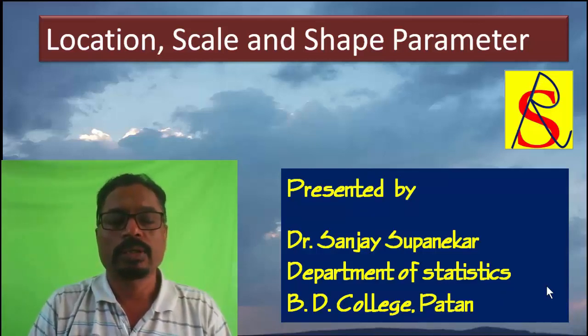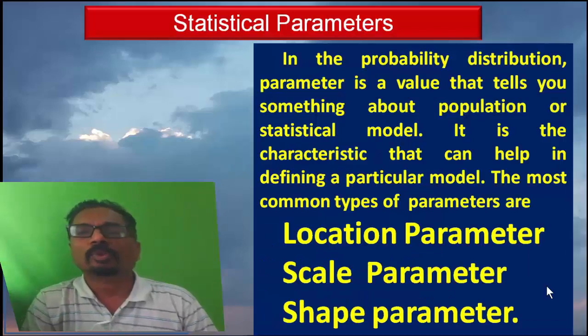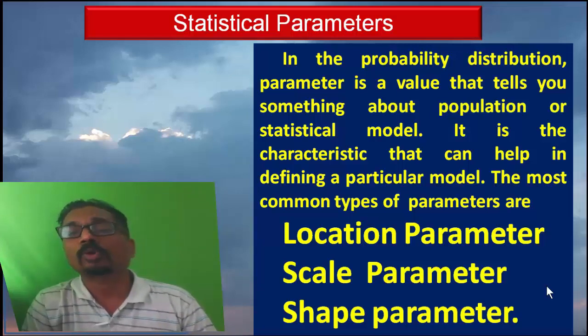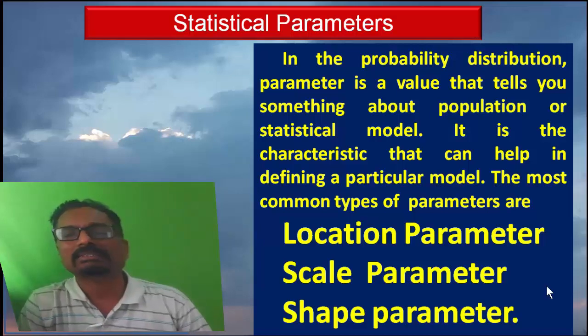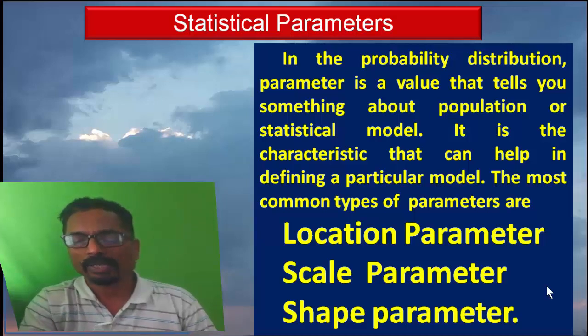So let us first see what a parameter is. In a probability distribution, a parameter is a value that tells you something about a population or statistical model. It is a characteristic that can help in defining a particular model. The most common types of parameters are location parameter, scale parameter and shape parameter. Now we can discuss them one by one.